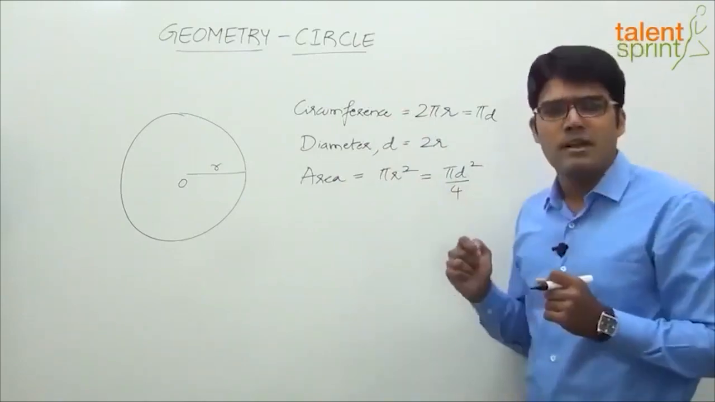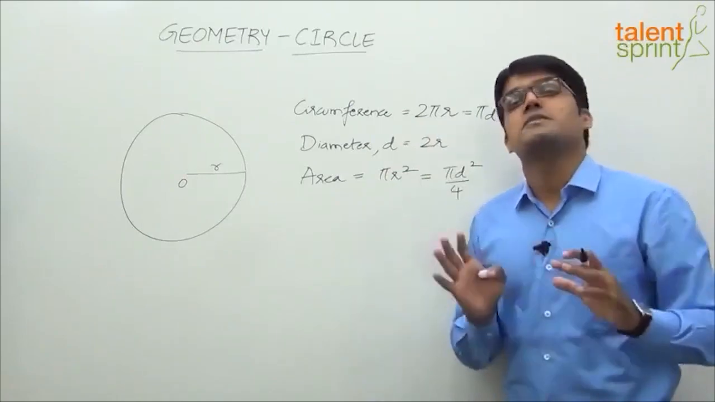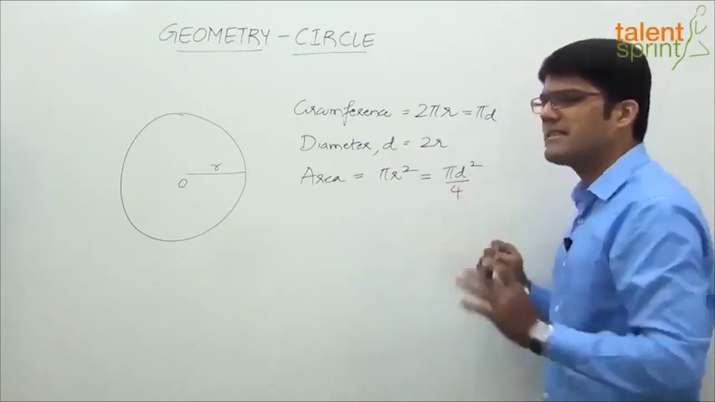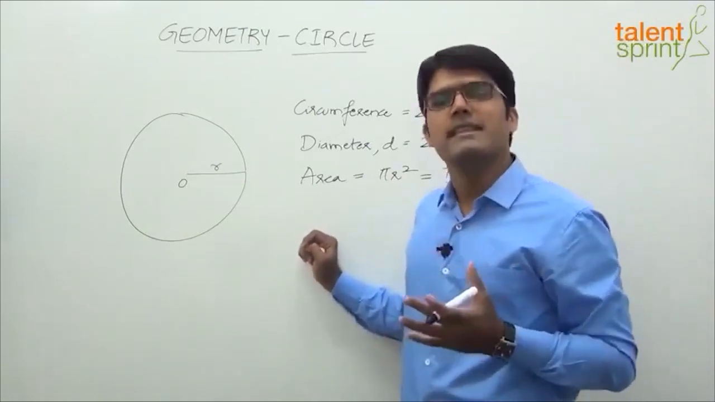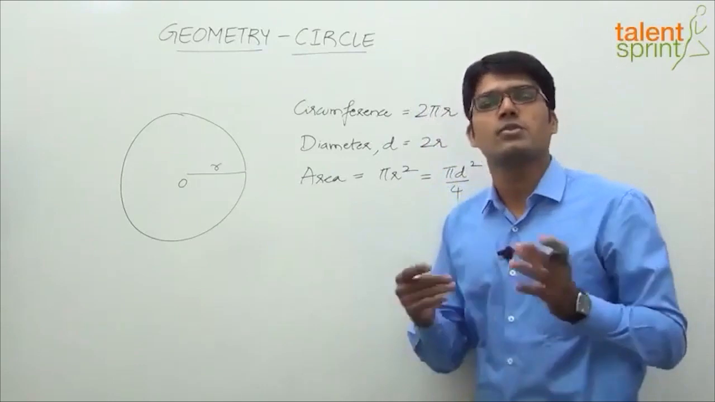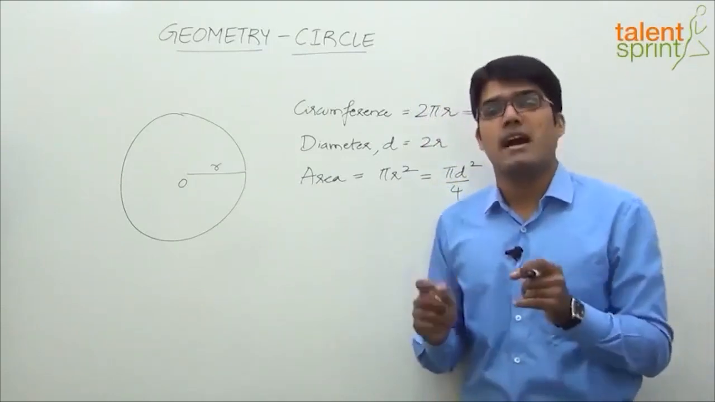Well, this is a part of mensuration. Here we are going to look at the geometry of the circle, which means the various properties of the circle. So that's the basic introduction. Now let us look at important parts of a circle, and then we'll look at various properties related to those parts. So I would like to start with something called an arc.